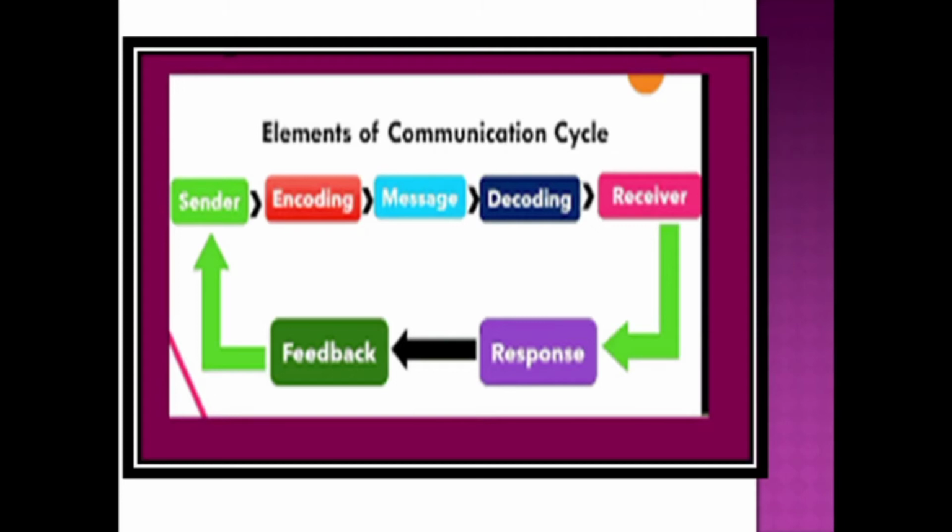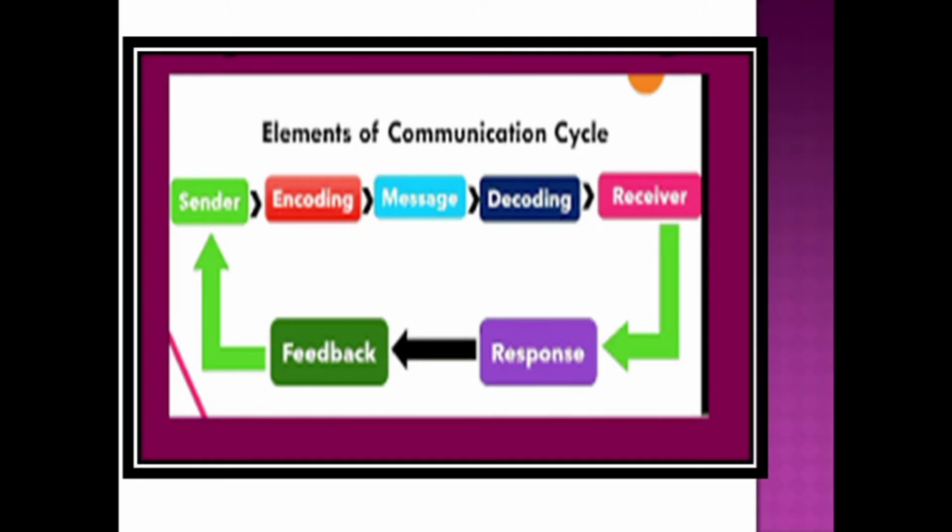The first one is the sender. Sender means the one who sends the message. The next thing is encoding. Encoding means basically the formation of the message. The next is the message, which means the information or data that is to be conveyed. The next thing is decoding. It is the interpretation of the message.